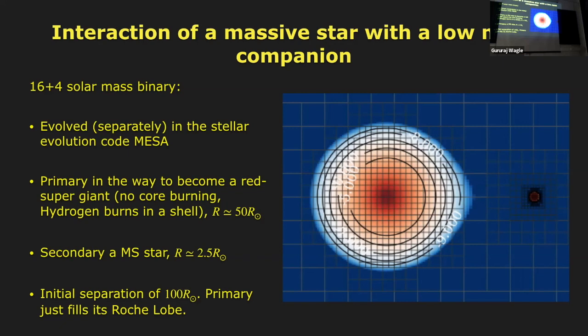This can cause some difficulty in simulating, because of numerical challenges, because of this big difference in size. But we have an AMR grid, so we can use it to resolve the secondary even more. The initial separation is such that the primary just fills its Roche lobe, so we can initiate mass transfer from the beginning.